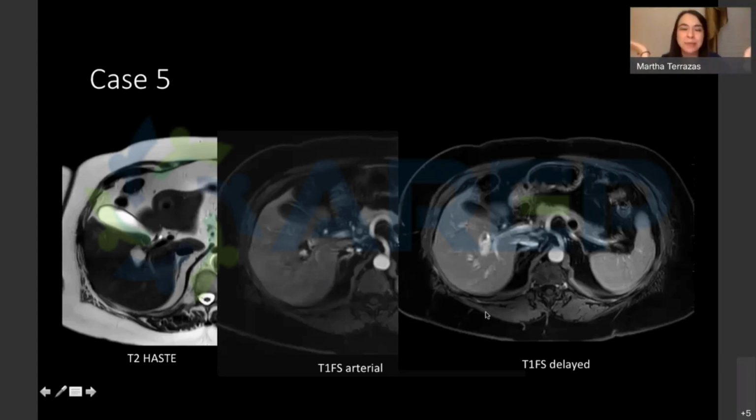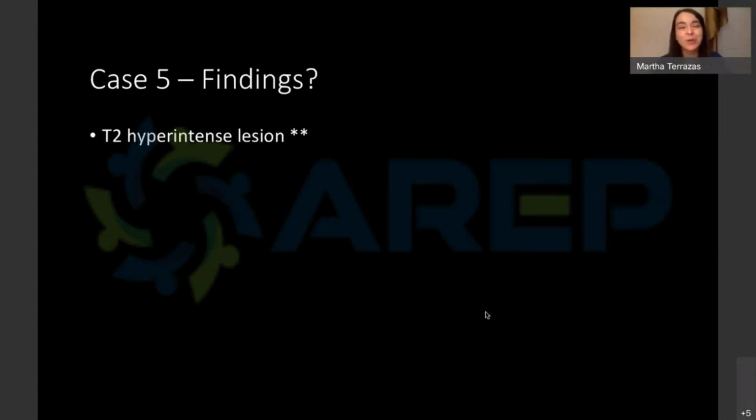And you're like, oh, it's a hemangioma, right? So T2 hyperintense, that is a very, very important feature of a hemangioma. And I bring this up because there are pitfalls where people call hemangiomas when they weren't T2 hyperintense.